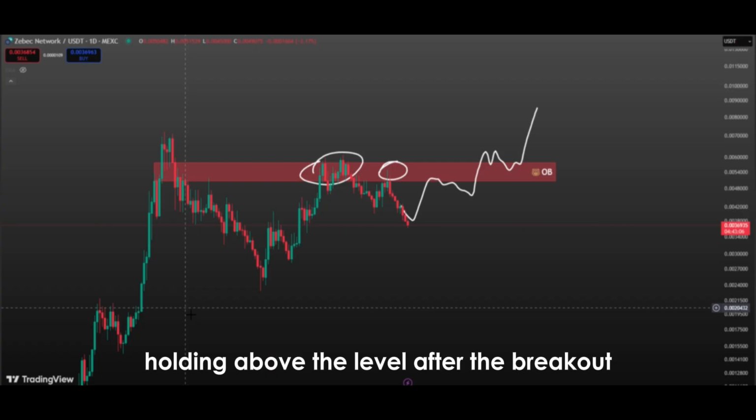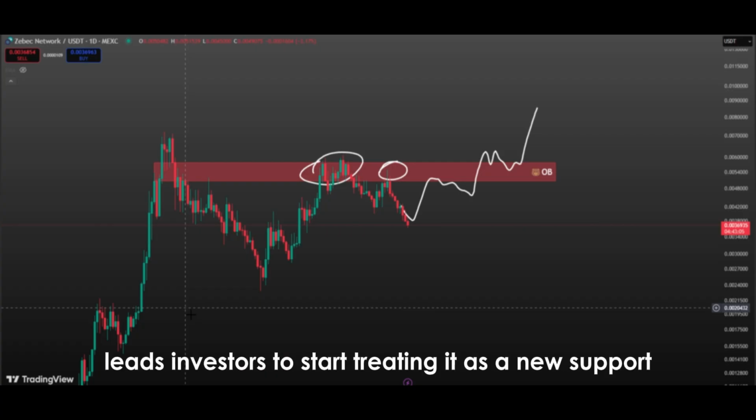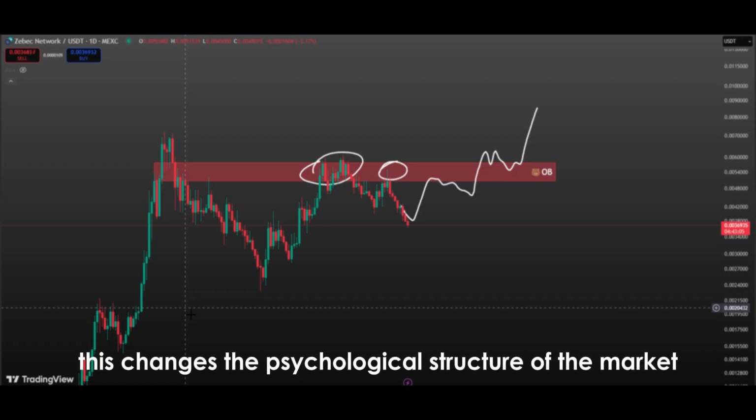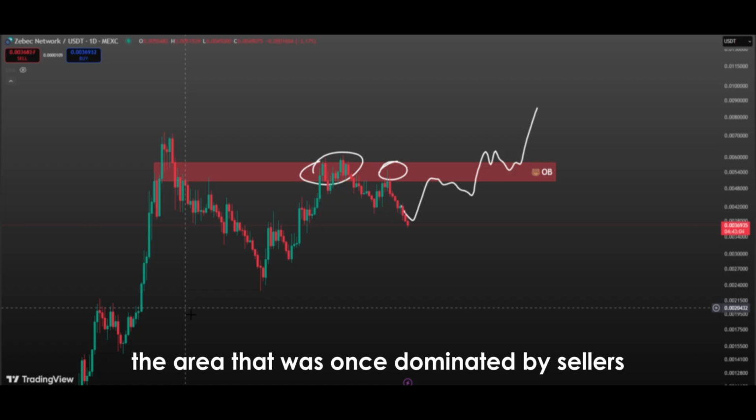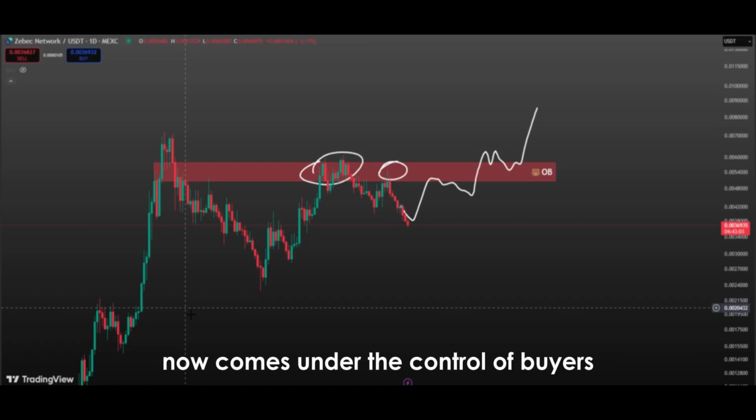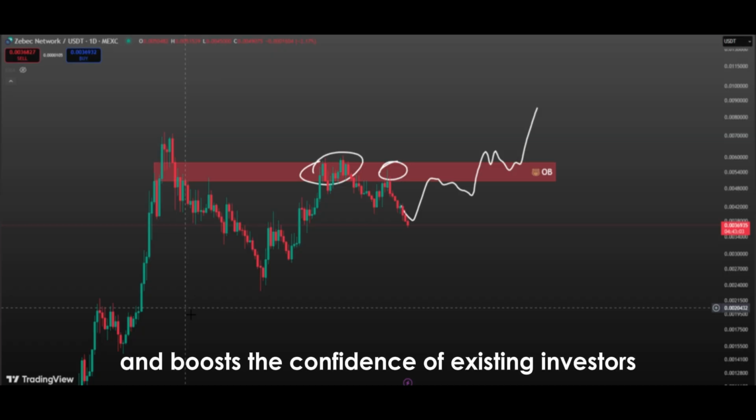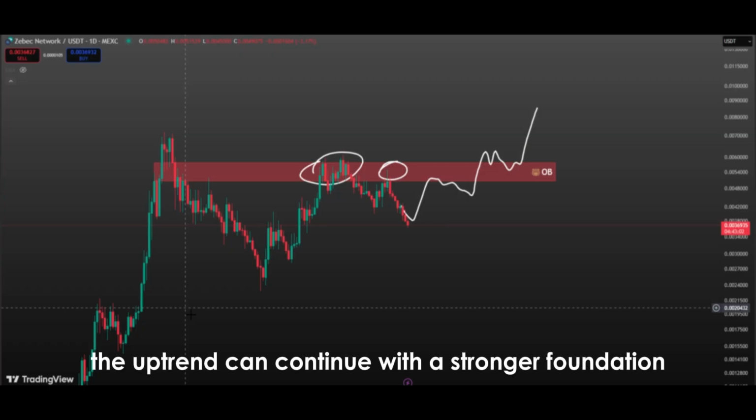Holding above the level after the breakout leads investors to start treating it as a new support. This changes the psychological structure of the market. The area that was once dominated by sellers now comes under the control of buyers. This both makes it easier for new buyers to enter the market and boosts the confidence of existing investors. As a result, the uptrend can continue with a stronger foundation.